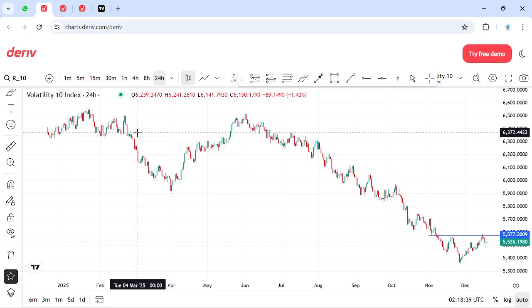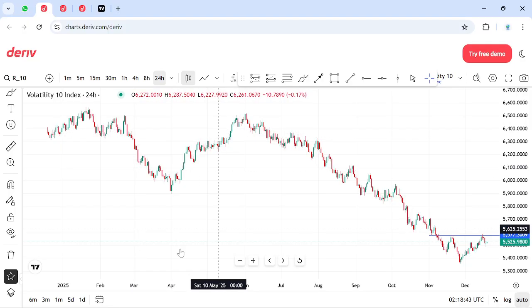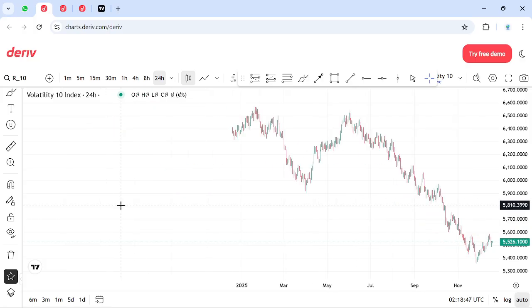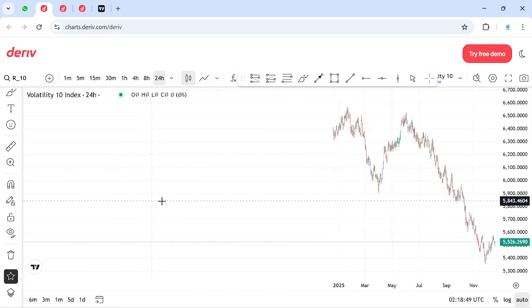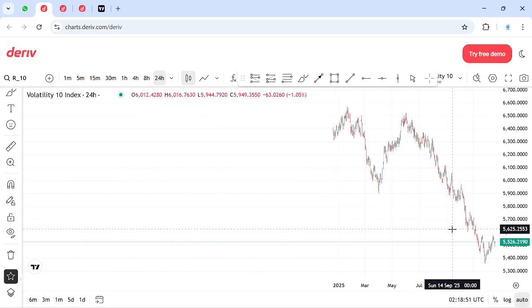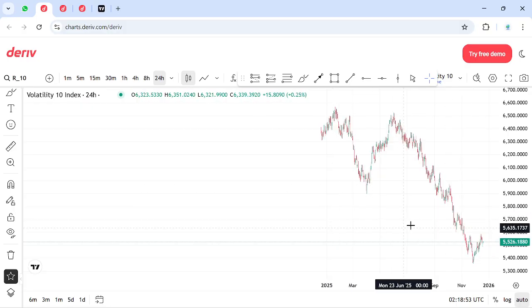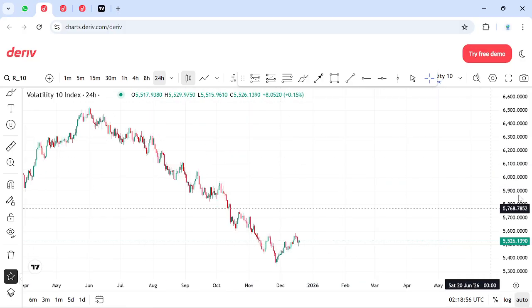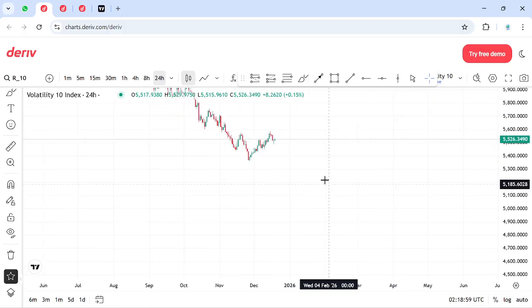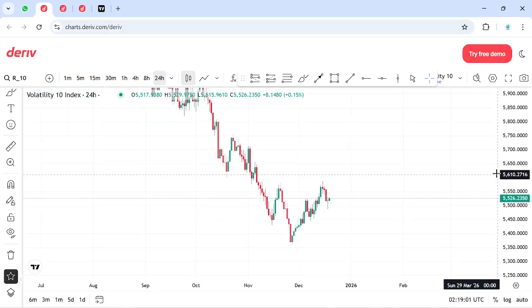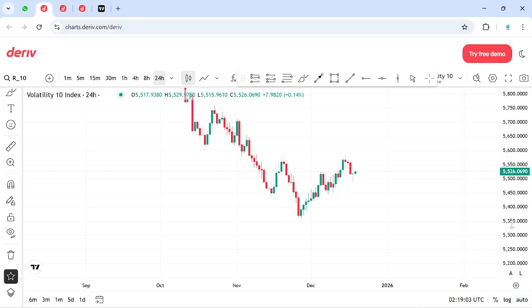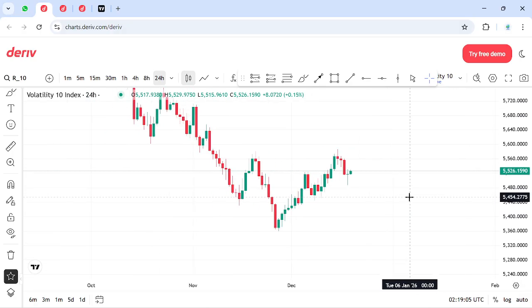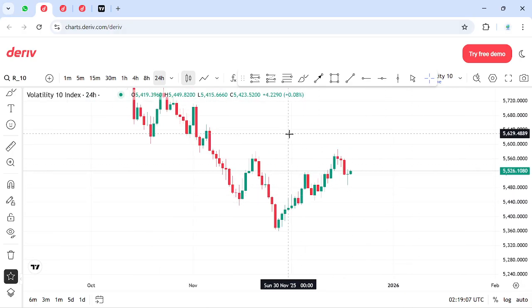So today, what we can really see on this higher time frame is that the market is on a downtrend. We can clearly see the market is on a downtrend. So what can we simply do? We can simply come to the current price and try to look for an opportunity.